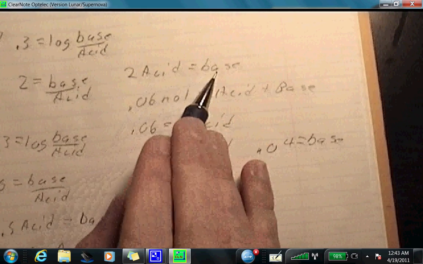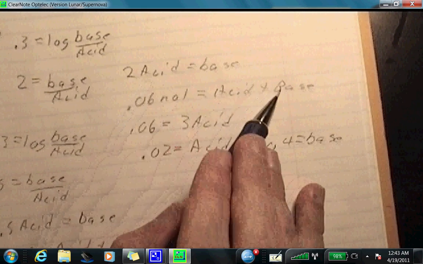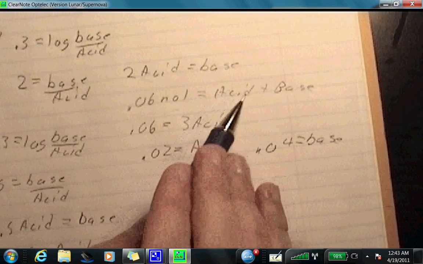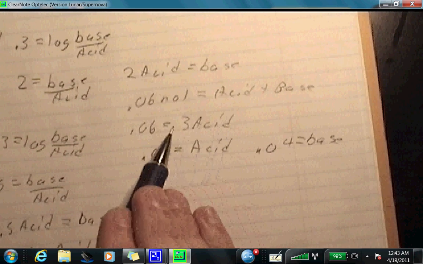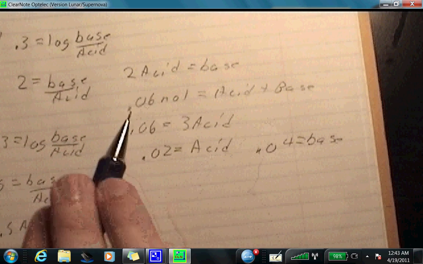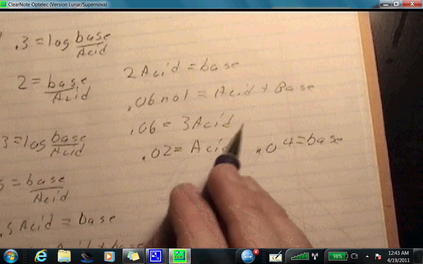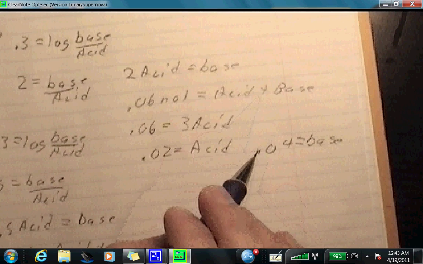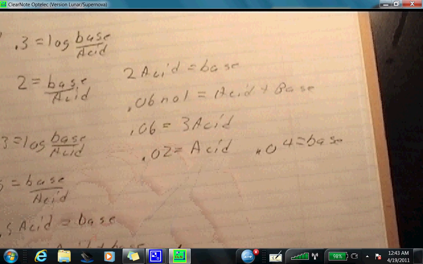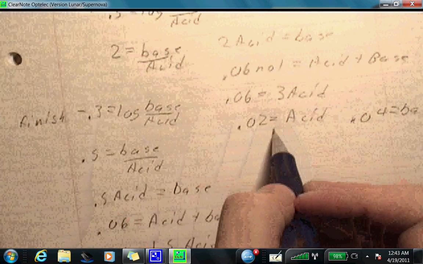Alright, so now we're going to substitute the acid into the base. We get 2 acid plus 1 acid equals this, 3 acid, divide by 3, and we get 0.02 moles of acid. Then plug this back into this equation, and if we solve for base, we get 0.04 moles of base. Okay, we're going to come back up here. This is the start.